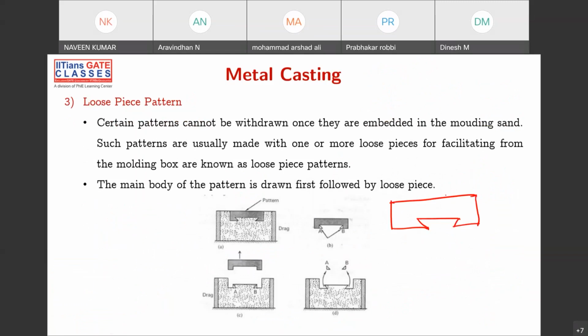Now you want to remove this. So this is your pattern like this. See, same thing, this is what I've drawn here. Okay. So this is all sand here. So when you're trying to remove this, what will happen? This section, this green color, this sand will come out, right? This will come out because this is obstructing it. This is obstructing it. So what will you do?